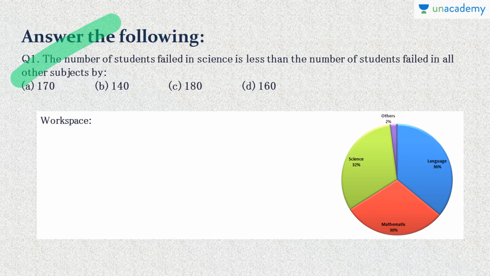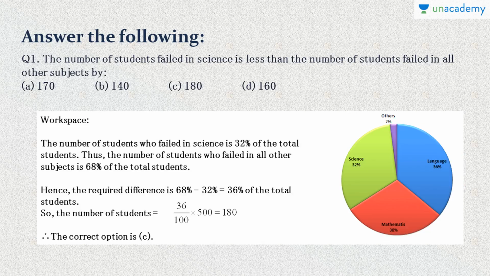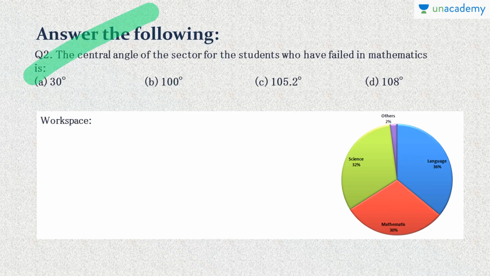Question 1. The number of students who failed in science is less than the number of students who failed in all other subjects by, okay, so 32% is science and remaining is 100 minus 32, that is 68% students failed in other subjects. So the difference is 68 minus 32, 36% of the total students, which is 36% of 500, which gives me 180 students. So my option is C. Answer is C.